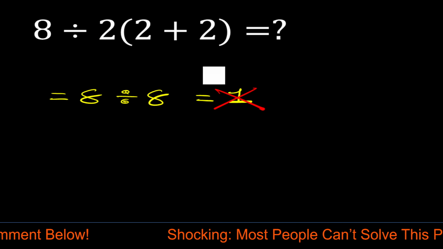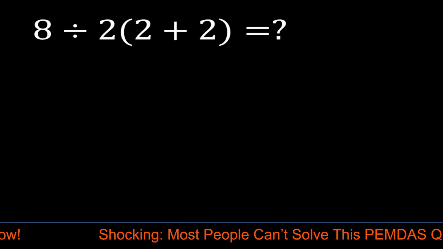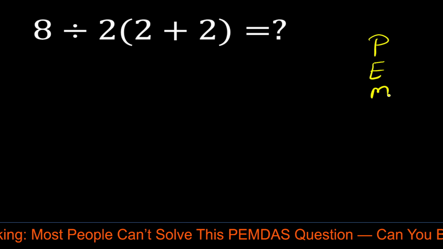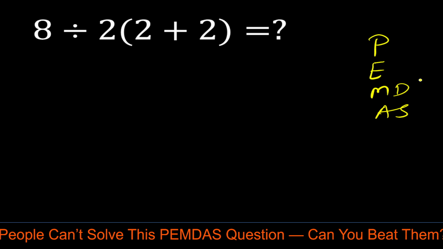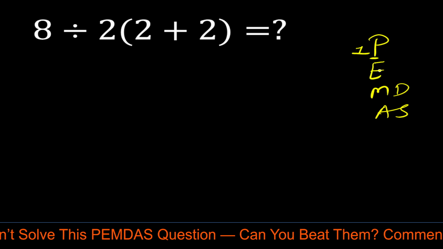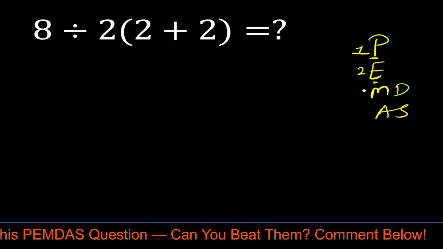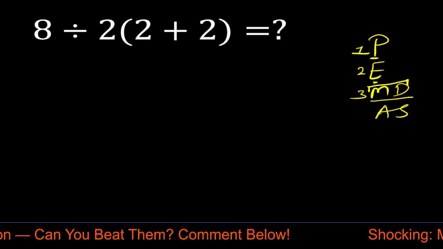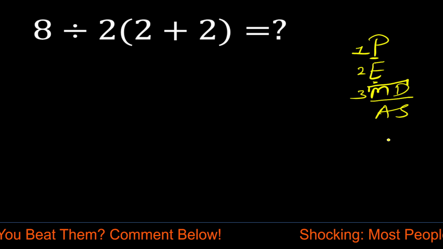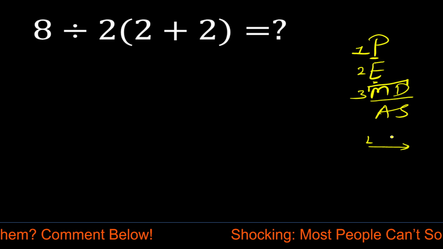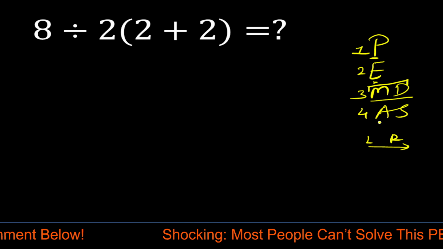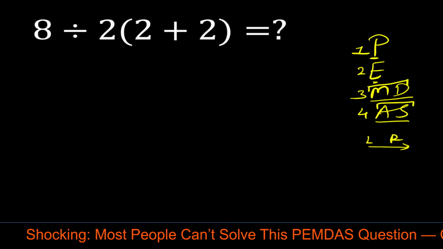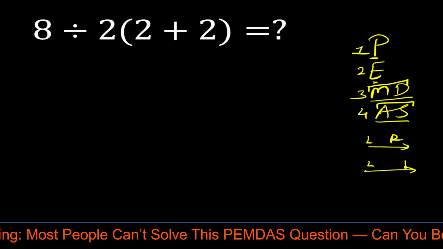So now let's solve this problem correctly by using the PEMDAS rule, right? So PEMDAS, P-E-M-D-A-S. According to the PEMDAS rule, first priority is parenthesis, then second priority is exponents, then third priority is multiplication and division. Here multiplication and division both have equal priority, so we have to solve it from left to right. Then fourth and last priority is addition and subtraction. Also addition and subtraction both have equal priority, so we have to solve it from left to right.